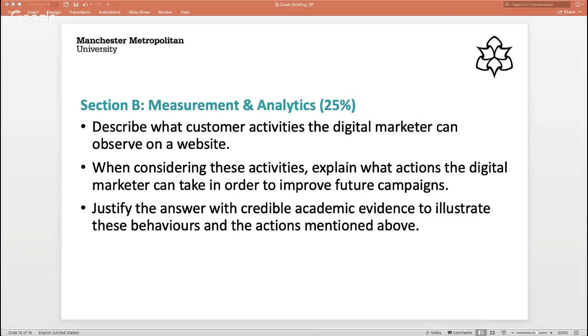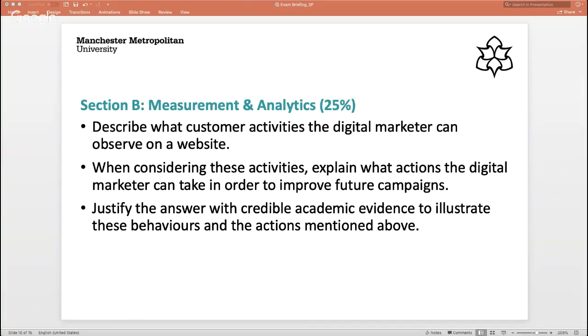Are we going to be using video content to make sure that people are looking at different parts of a website? How are we actually going to use the tools, activities and techniques that we've learned to use this data and strategically change the way that the website is being used, and therefore what information we can use to improve future campaigns? And with this, as always, and with all of these questions throughout the exam paper, we're going to ask you to use some credible academic evidence to illustrate these behaviours and actions mentioned above.